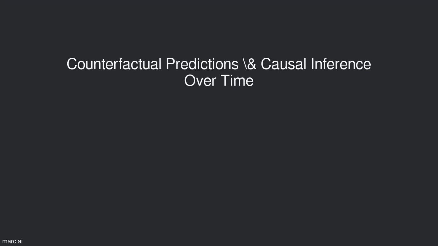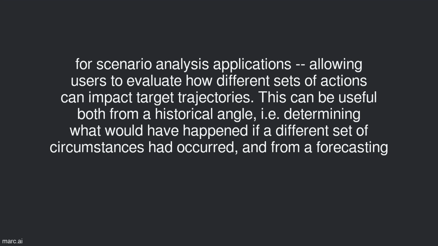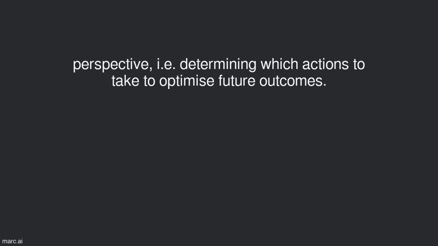Counterfactual predictions and causal inference over time. In addition to understanding the relationships learnt by the networks, deep learning can also help to facilitate decision support by producing predictions outside of their observational datasets, or counterfactual forecasts. Counterfactual predictions are particularly useful for scenario analysis applications, allowing users to evaluate how different sets of actions can impact target trajectories. This can be useful both from a historical angle, i.e. determining what would have happened if a different set of circumstances had occurred, and from a forecasting perspective, i.e. determining which actions to take to optimize future outcomes.